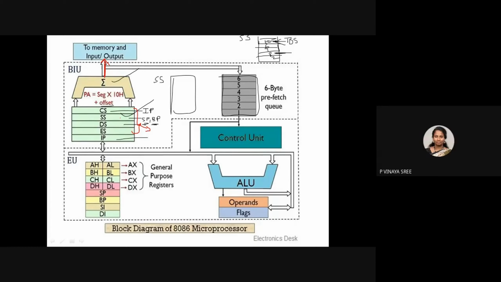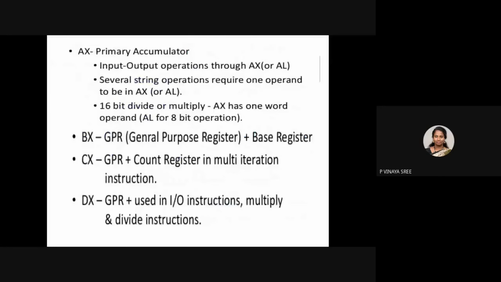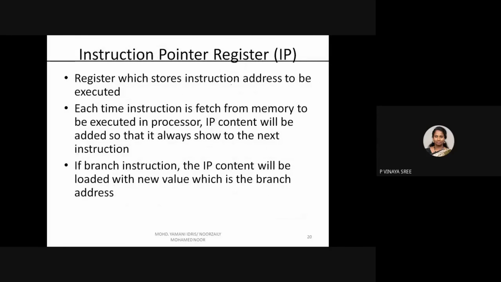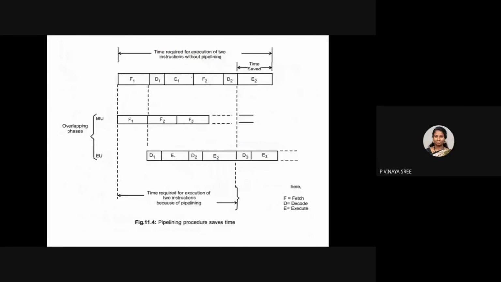And what is IP? It is an offset register, which is also called the program counter. See, this is the instruction pointer register, which stores the address of the instruction to be executed. Each time an instruction is fetched from memory to be executed in the processor, the IP content is incremented so that it always points to the next instruction. But if there is a branch instruction, the IP content will be loaded with the new value, which is the branch address. So that's the reason the IP offset register plays a main role in execution, and it is present in the BIU.